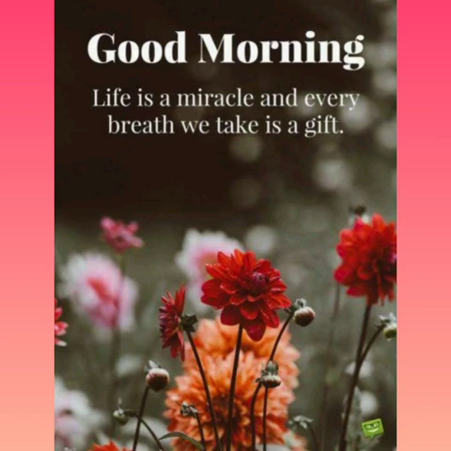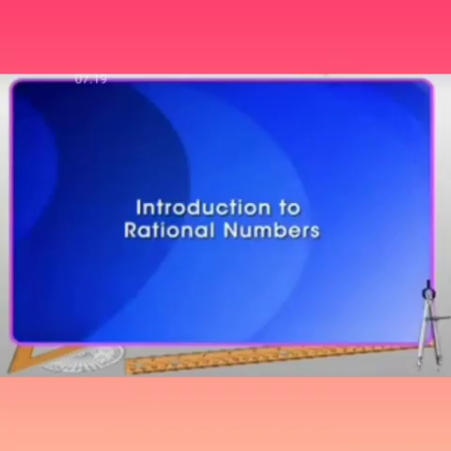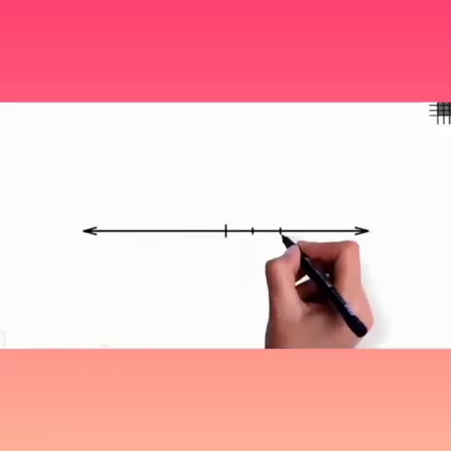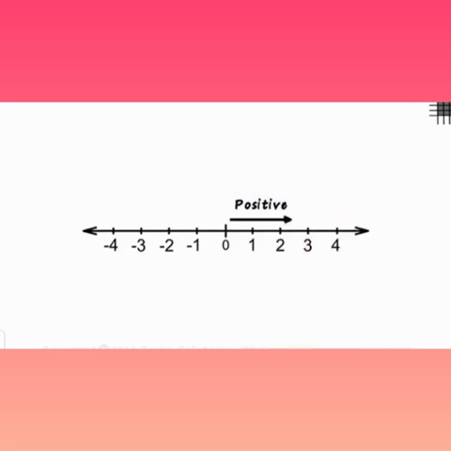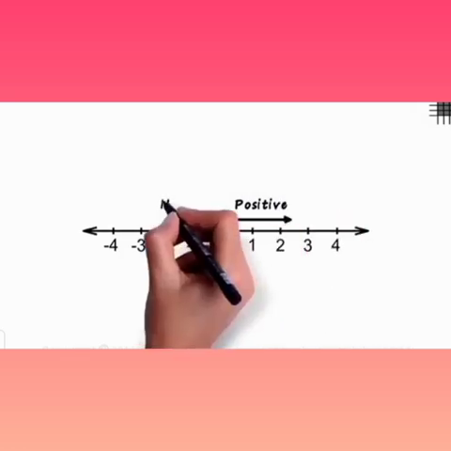In this very first video, you are going to learn about the basic concept of rational numbers. All of us know what a number line is. And the numbers we see here on the number line are called integers. On the right side of 0, we have positive integers, and on its left, we have negative integers.